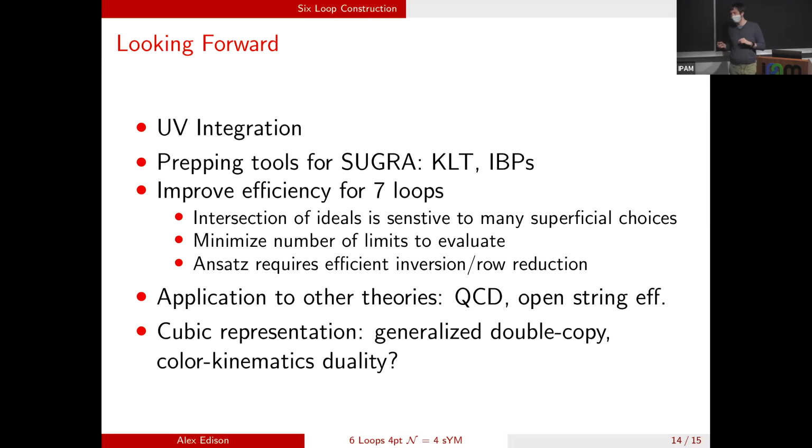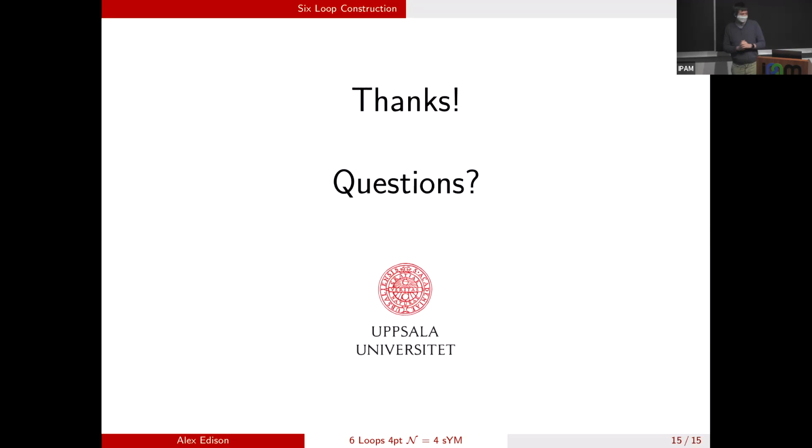Finally, as I said, it's not a cubic representation. So one of the things we'll need to do is study some finite number of steps to get us from this contact representation to a nice cubic representation. Then we can start using generalized double copy, studying color-kinematics duality, because we now have another place where it potentially won't work, but studying why it doesn't work. And with that, I will conclude. So questions?